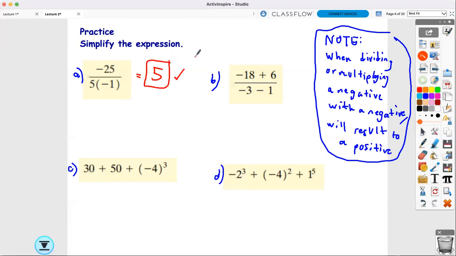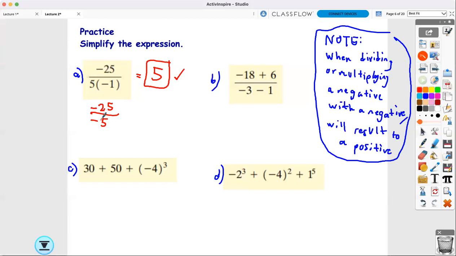Are there any students that would like me to work out A? Yes, I can definitely work on it. So the 25 on top is by itself, so there's nothing to do with it, right? I'm going to rewrite it alone. But for the bottom of the fraction, we have 5 times -1. Excuse me, 5 times -1 is -5. Now we have no more operations, so we're going to end by dividing the top and the bottom.